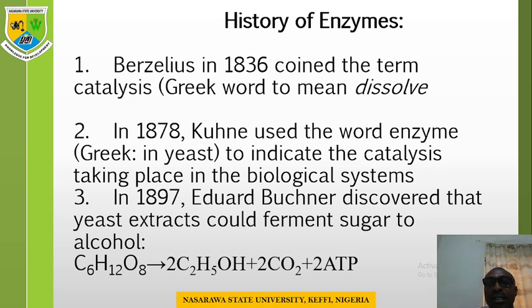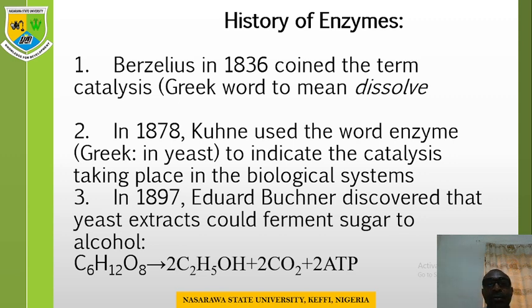So take note that the first person that used the word enzyme was Kohn, and he derived it from the Greek word, which means in the yeast. Yeast is very important when we talk about enzymes. So he used that word to indicate the catalysis that takes place in the biological system. So usually in the biological system, the catalysis that takes place there is mostly as a result of the activity of yeast, first, in the earlier discovery.